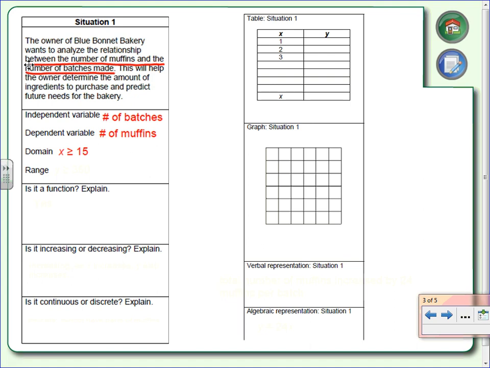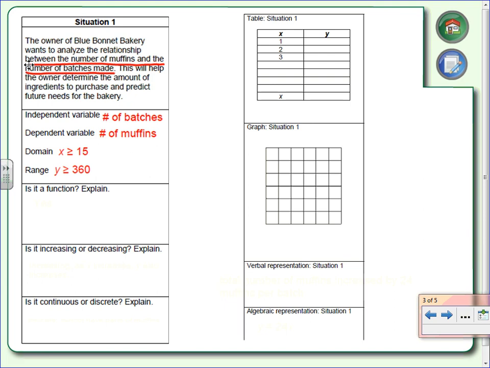Well, y values. As we said earlier, every day they make 15 batches, which means what? 360. Where do you get 360 from? Each batch has 24 muffins, so if you multiply 24 times 15, we have 360, which means every single day we have at least 360 muffins.